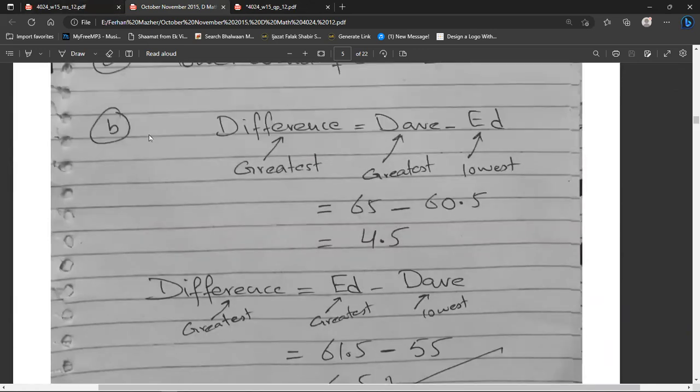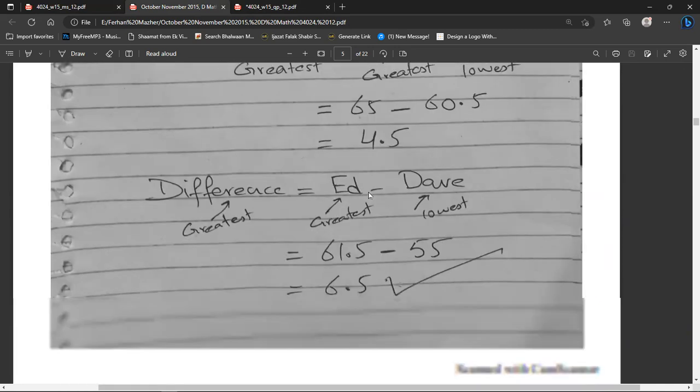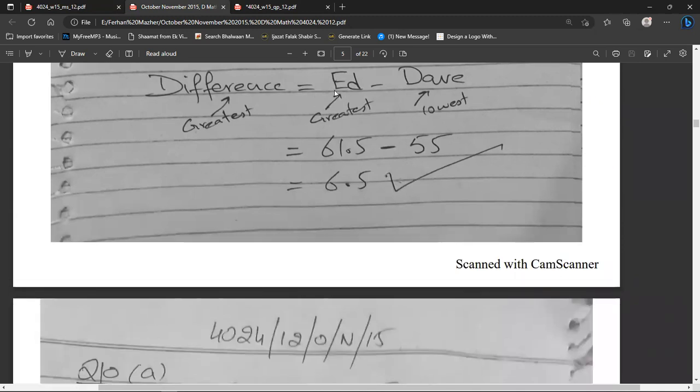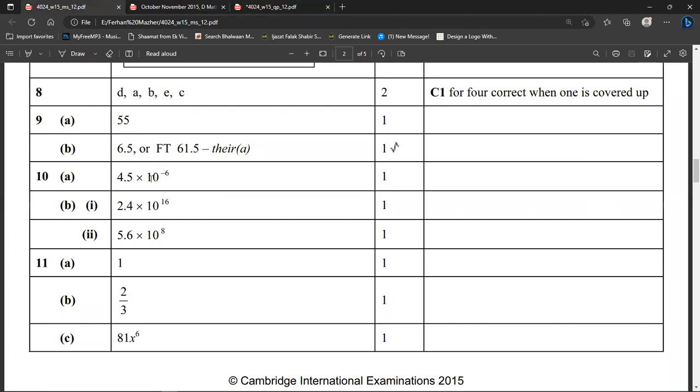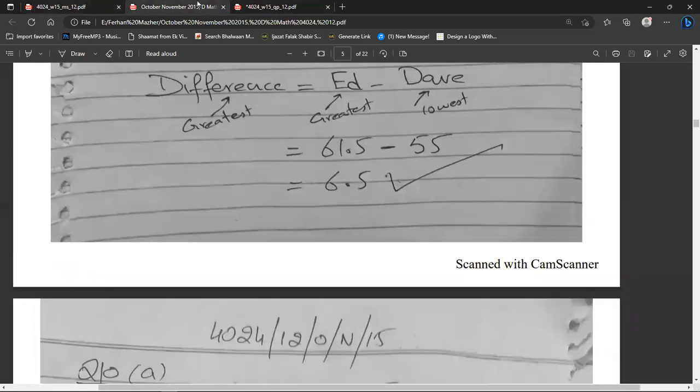Here I had done hit and trial, but when I calculated the difference, it only came out to be 64.5. So that was not correct. So then I used this one. This is the correct answer. 6.5 is the greatest difference.